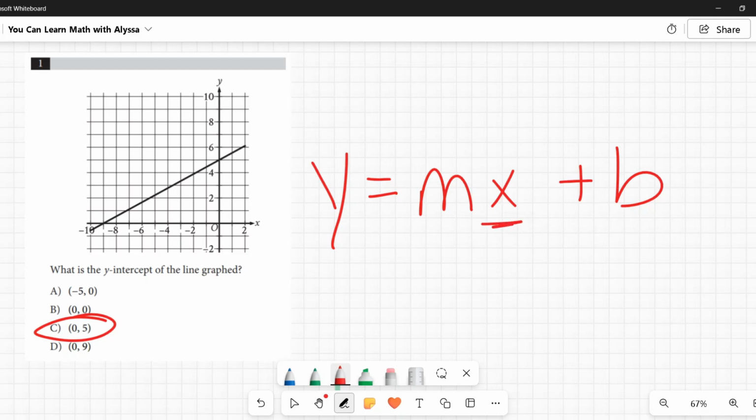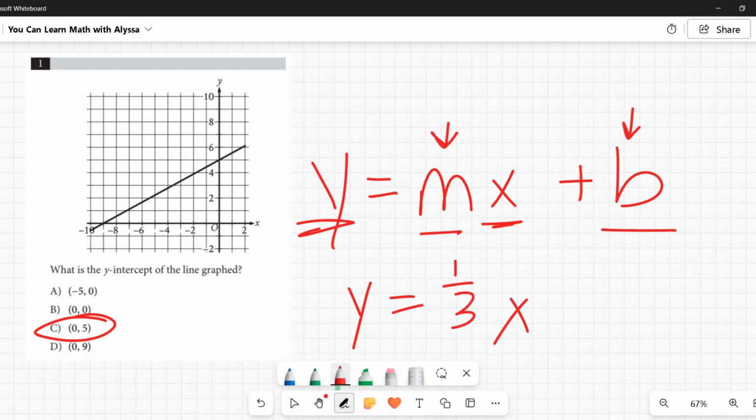If this had been given in equation form, most commonly we see things in slope-intercept form, where there's an x, there's a y, and then there are two numbers represented here by m and b. M is going to be your slope, and b is your y-intercept. So if it was like y equals, I'm not sure what the slope on this one is, but let's say y equals 1/3 x plus 5, that 5 there is telling us where the y-intercept is.